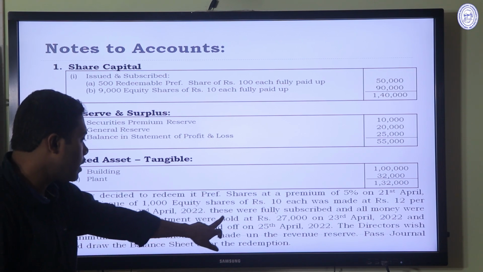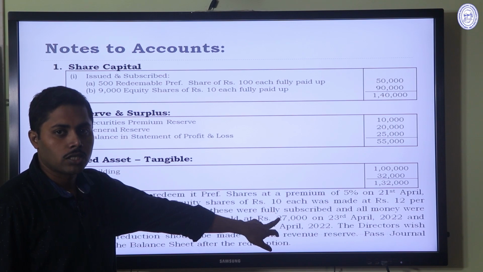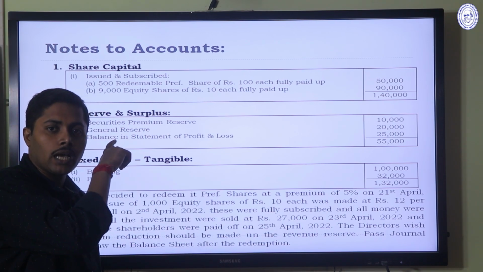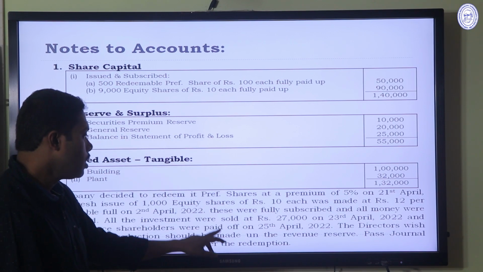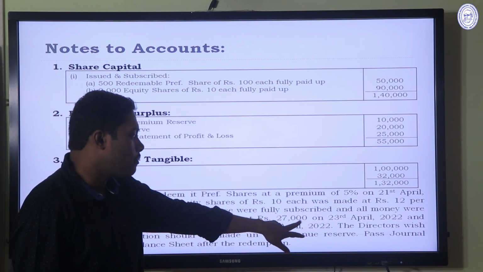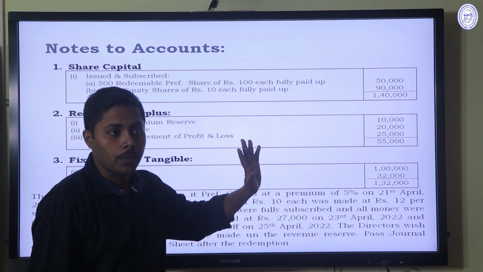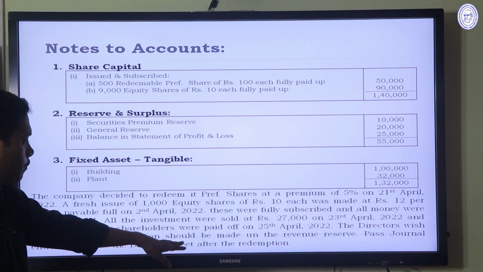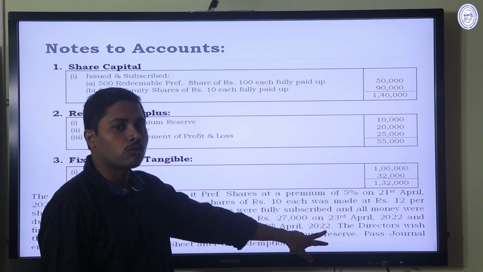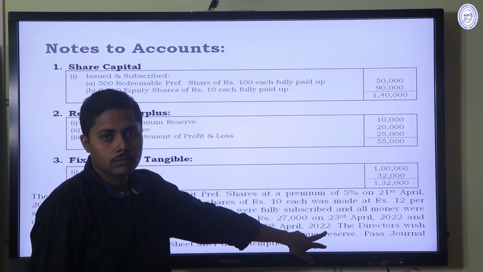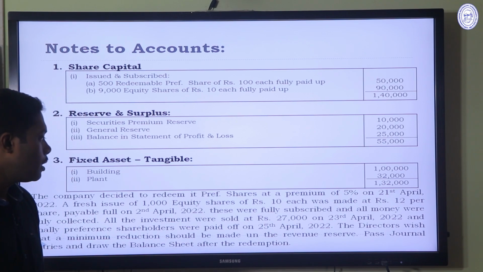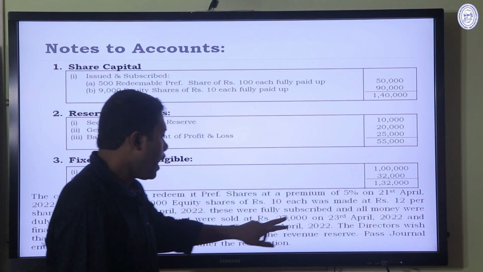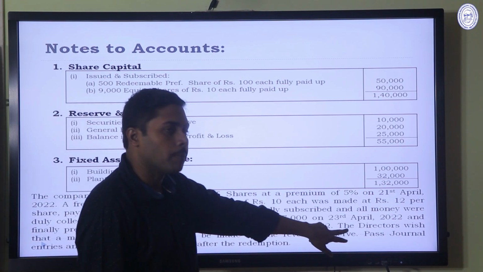All the investment was sold at rupees 27,000. We have investment of 28,000, as I have already mentioned in the earlier slide. So, it will be sold at 27,000 on 23rd of April. And finally, preference shareholders were paid off on 25th April 2022. Okay. So, preference shares will be due for redemption on 21st April and it will be paid on 25th April.